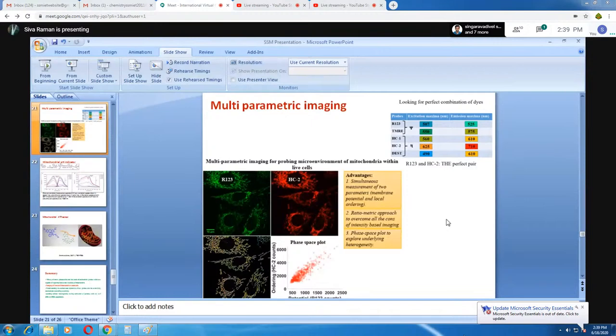With this study, we came to know that using these small molecules, we can study local ordering, that is, microviscosity changes, in the mitochondria of living cells. We can study membrane potential also using the ratiometric approach.